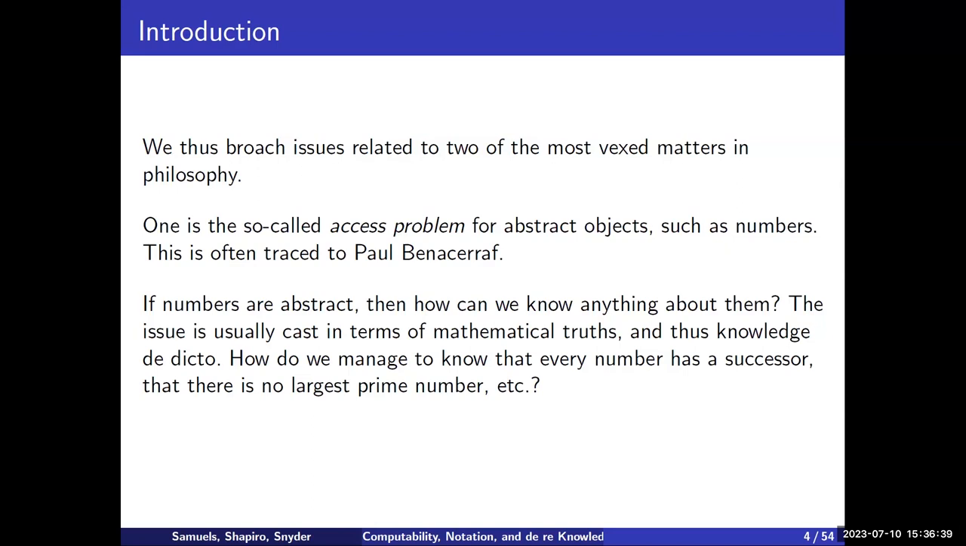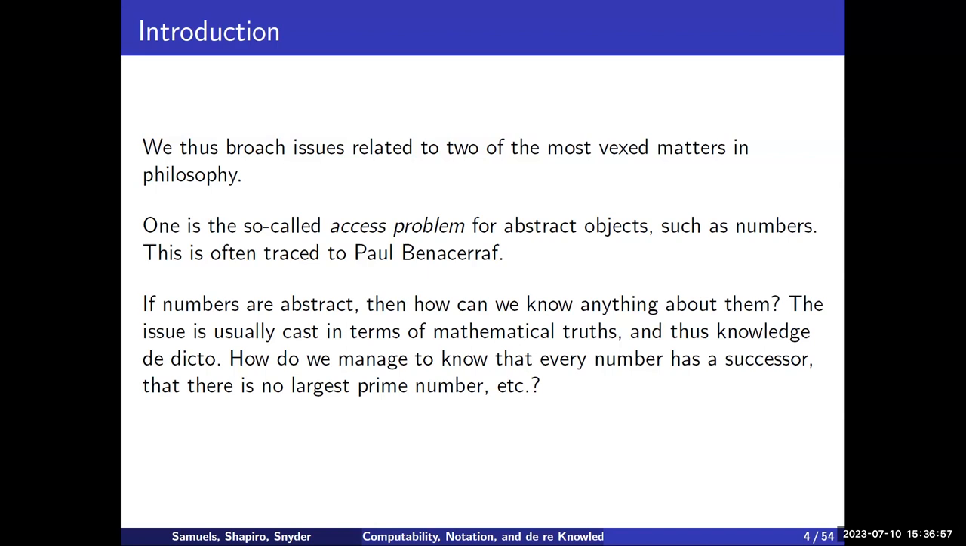So we're broaching here issues related to two of the most vexed matters in philosophy. One of them is the so-called access problem for abstract objects such as numbers. This is often traced to Benacerraf. If numbers are abstract, the problem goes, then how can we know anything about them?